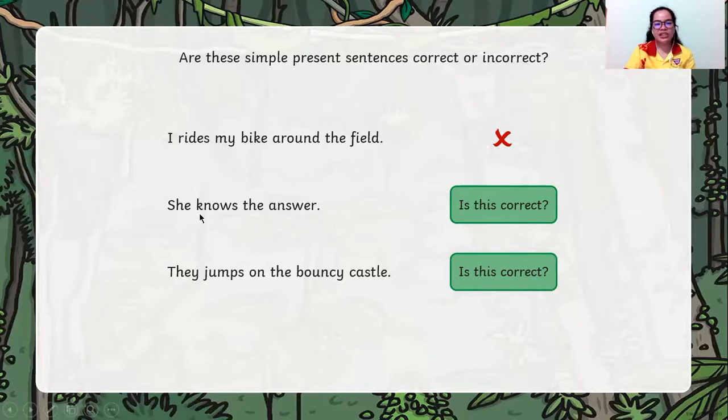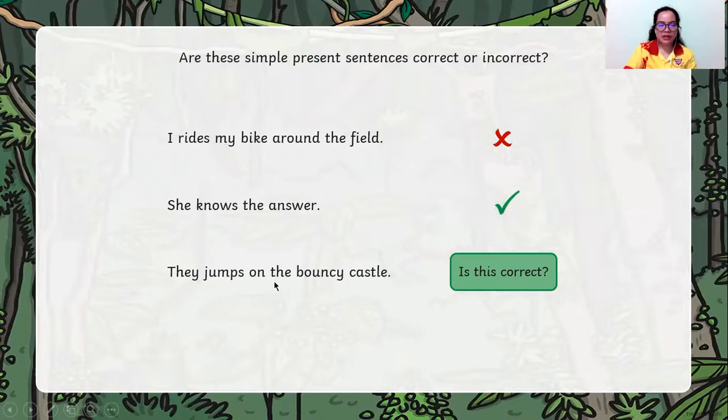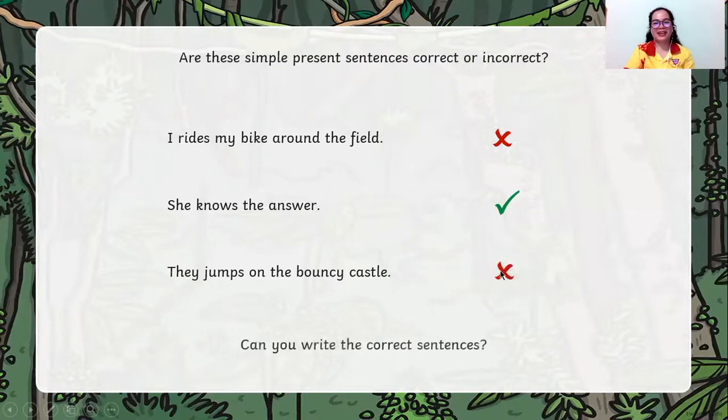Okay, next. She knows the answer. Is it correct? Very good. Yes, it is. Okay, next. Big jumps on the bouncy castle. Is it correct? Yes or no? No, it's not because, therefore, we don't have S. Okay, very good. Next.